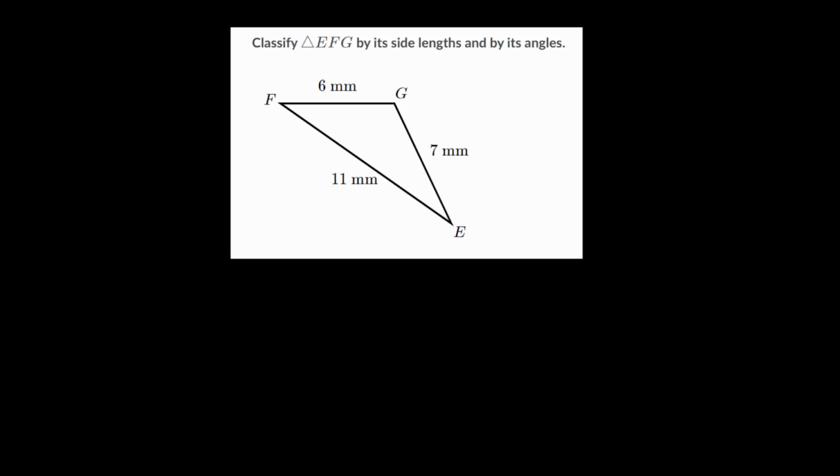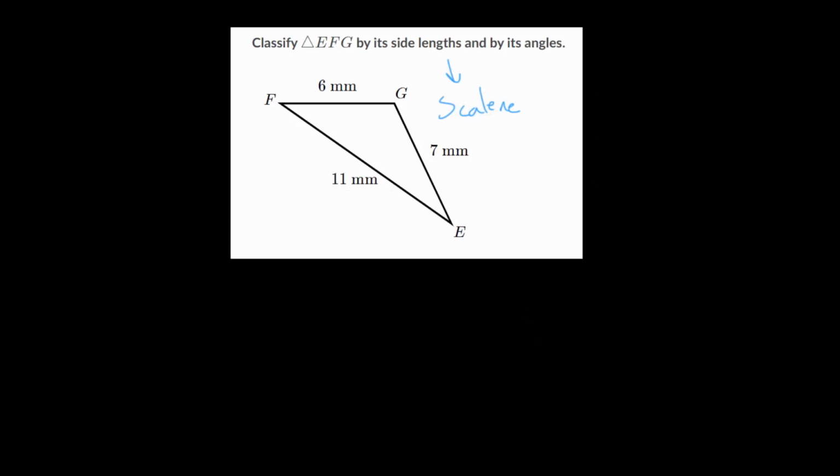So let's look at a few more examples where we need to classify triangles by both their side lengths and by their angles. So we have triangle EFG, this triangle right here, and let's talk about its lengths first. Notice that it has a 6, a 7, and an 11 millimeter side. So these are all different. And when they're all different, we call this a scalene triangle. If two of them were the same, it would be isosceles, and if they're all the same, then it's equilateral.